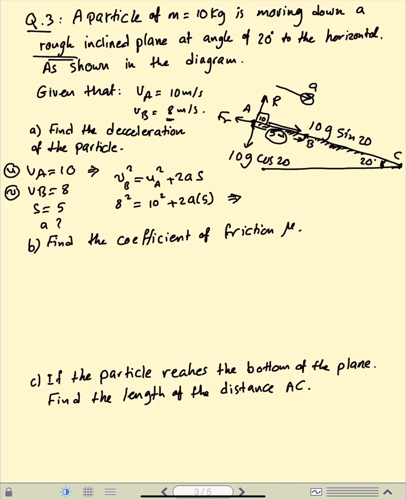By calculating, 8 squared, I don't do it mentally, this is 64. This is 10 squared, which is 100, so it's minus 100. Dividing by 10 gives you minus 3.6, which is a. Negative 3.6 meters per second squared.